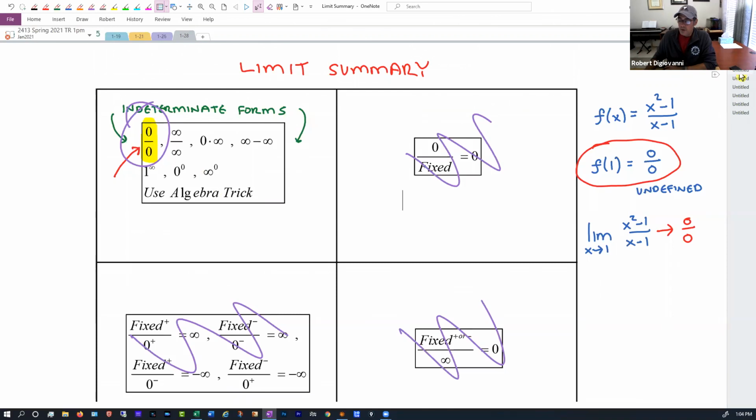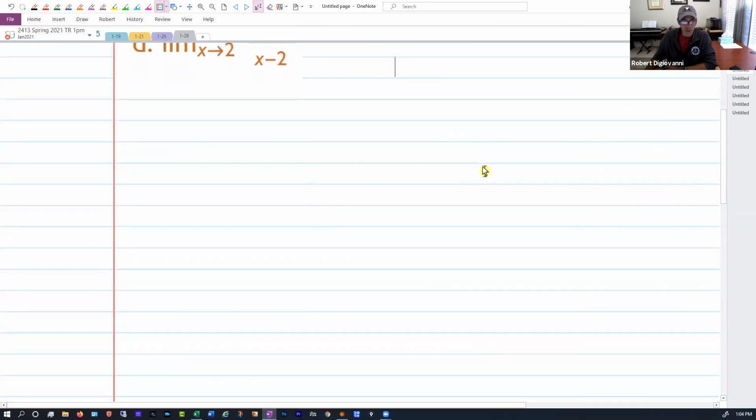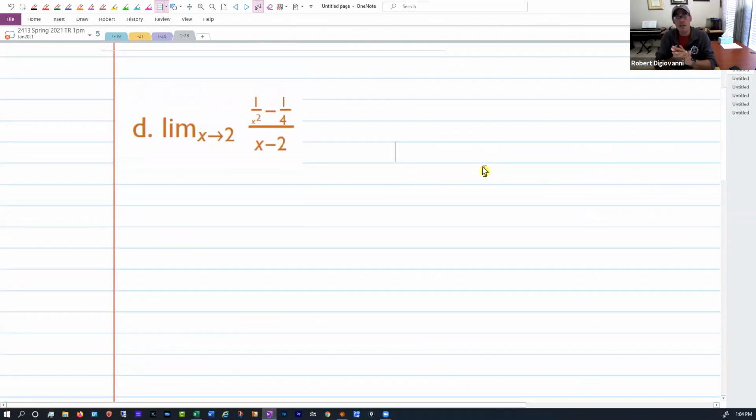All right, so we're going to go to our first problem. It's going to be a ton of examples today. And the reason why we're doing examples is so you can see the algebra that's required to do the problems. So here we go. Limit as x approaches 2 of (1 over x squared minus 1/4) over (x minus 2). So the first thing we do is try direct substitution.